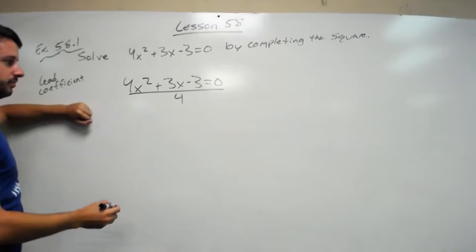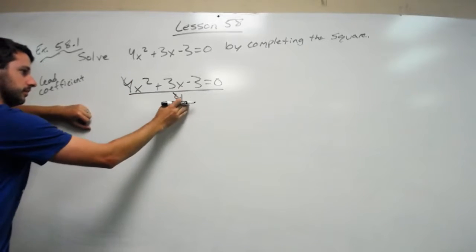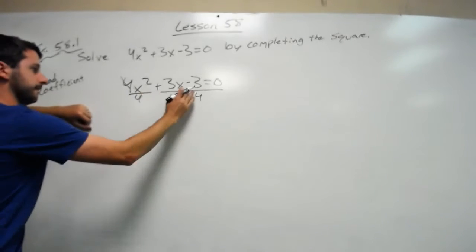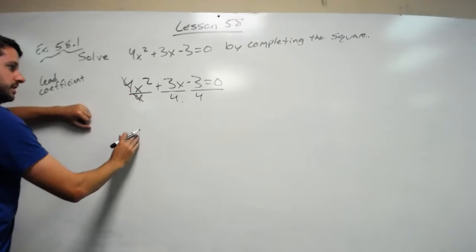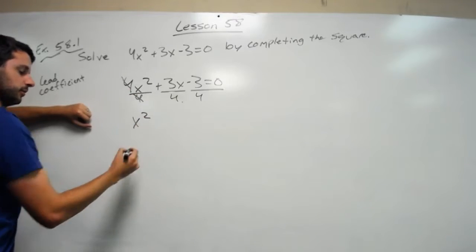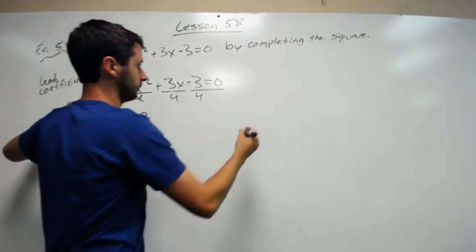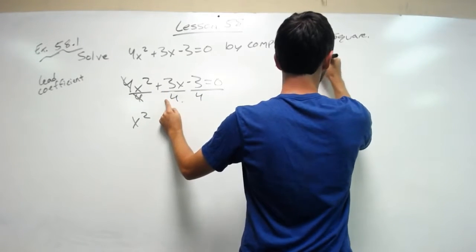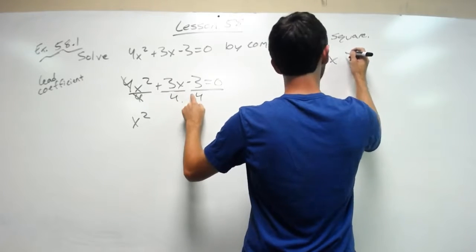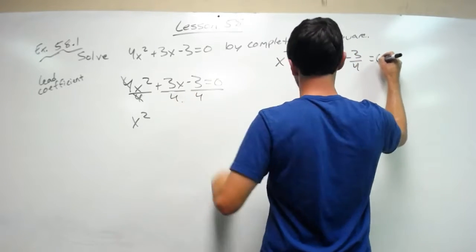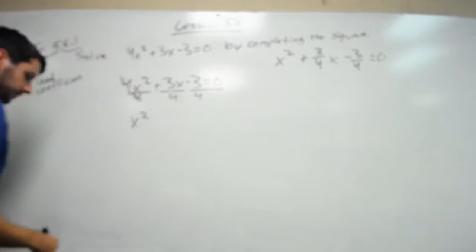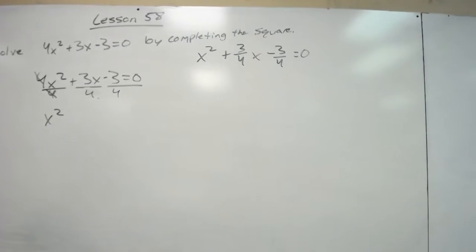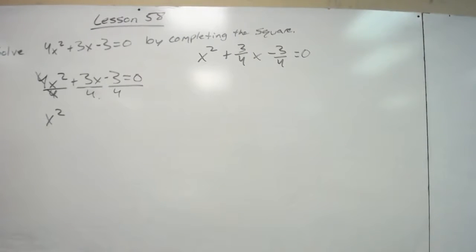When we divide everything by 4, the 4's cross out there, and you are left with x squared, exactly how we want it. I'm actually going to write it over here so I have more room to work the problem. Plus 3/4 x minus 3/4 equals 0. And so now we have x squared by itself, and we can solve by completing the square.